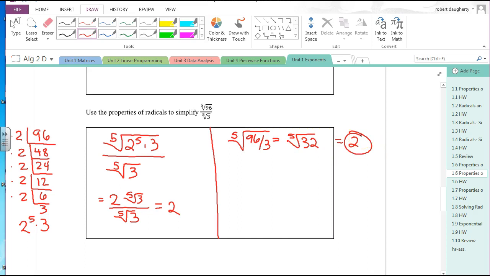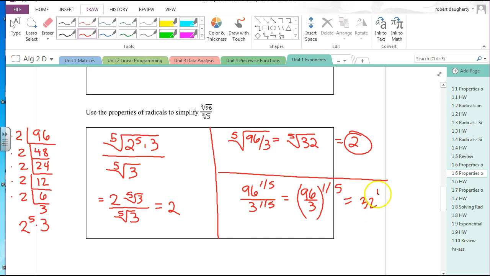Same answer. Another way I could have looked at this is 96 to the 1/5 over 3 to the 1/5, which is just 96 over 3 to the 1/5. 96 over 3 is 32. This is 32 to the 1/5. That's the fifth root of 32. So, not to confuse you, but just to recognize that if you are obeying the properties of radicals and exponents, there are multiple ways to get to the right answer on pretty much any of these problems.